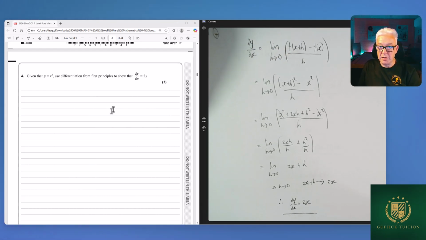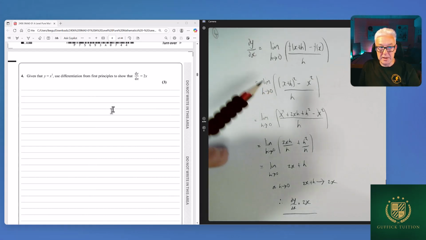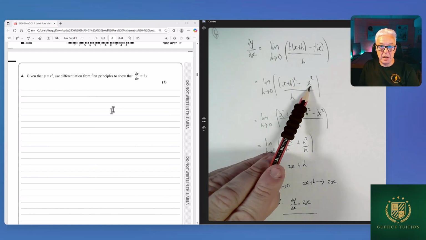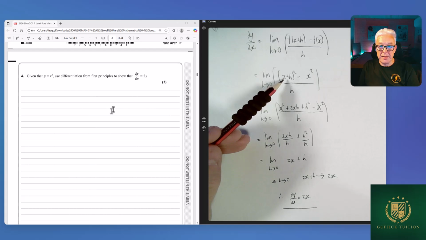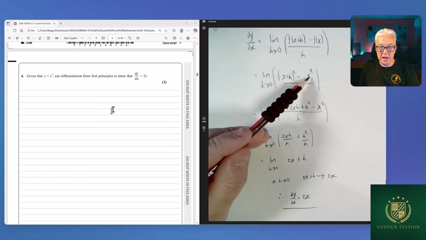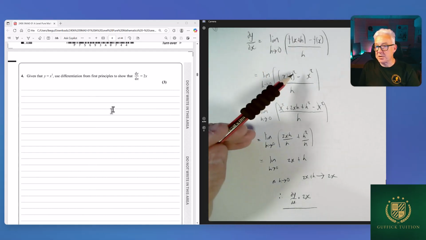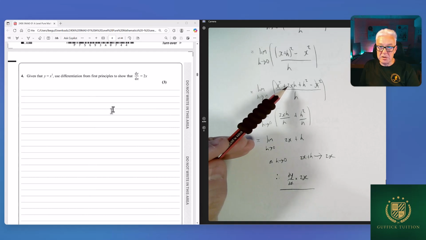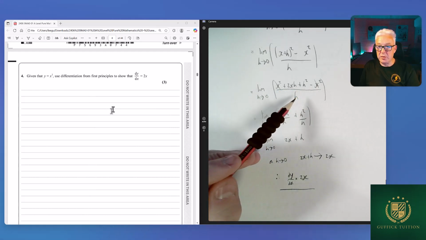Now we just sub in the result that we have. In this case, y is equal to x squared. So that is x add h all squared minus x squared all over h. We've just replaced f of x add h with x add h squared, and remember f of x is x squared. So now we expand this, giving us x squared add 2xh plus h squared minus x squared all over h.